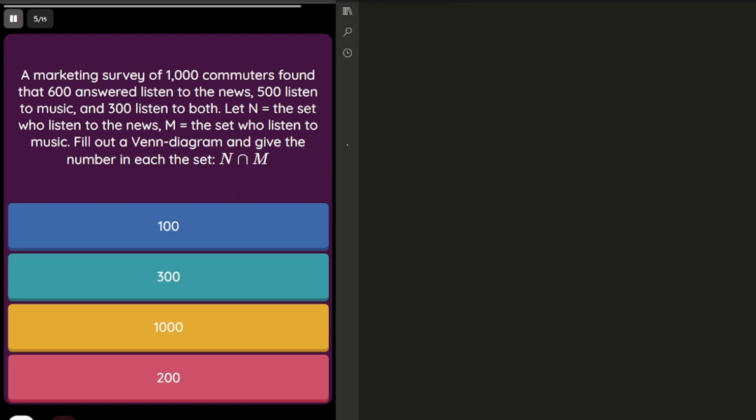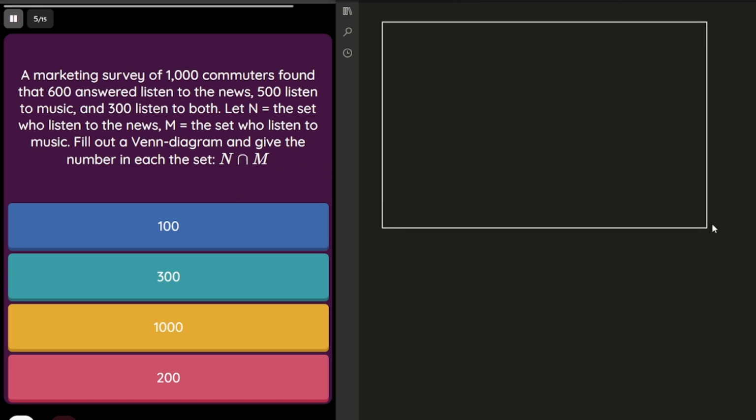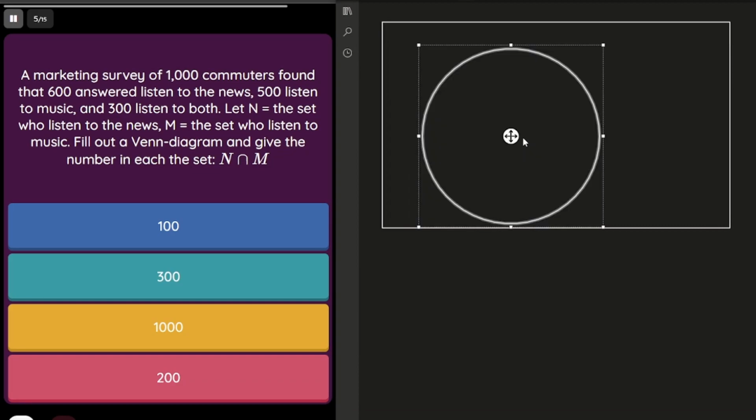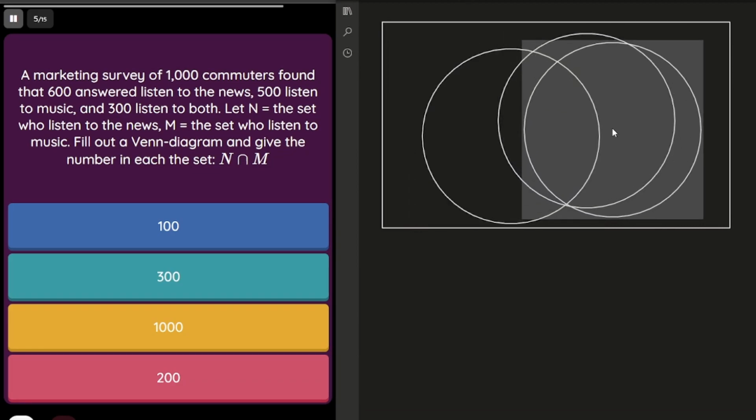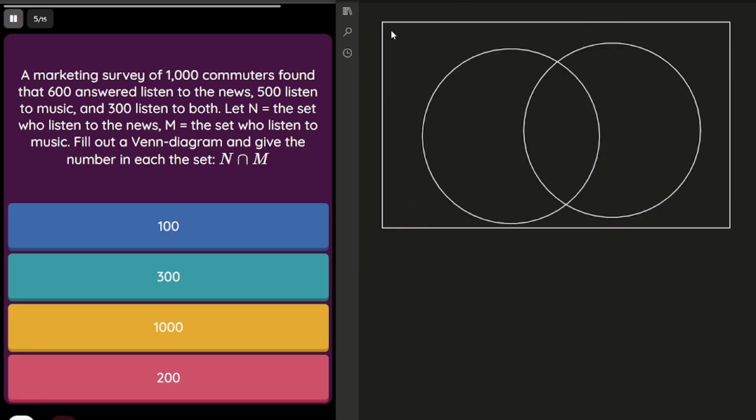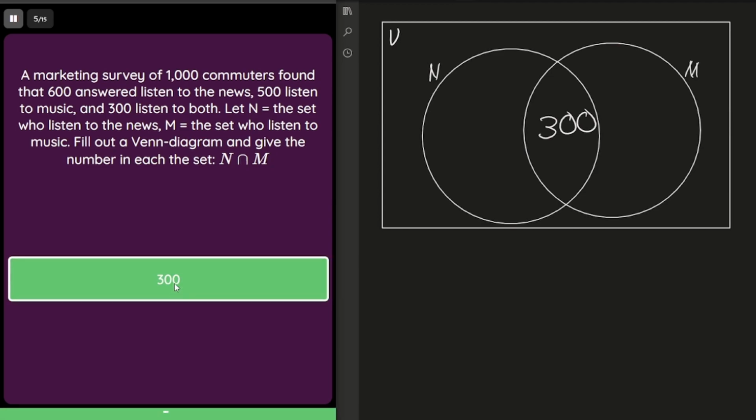Straightforward enough. Let me just draw the Venn diagram for this. Our universal set. Circle for those listening to the news. Another circle for those listening to music. Label this U, N, M. And we have our Venn diagram. The question is N intersection M. And we have the given here, 300 who listen to both news and music. So it should be this one. There you go.